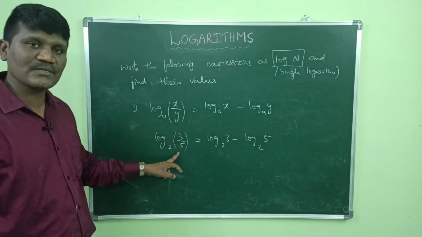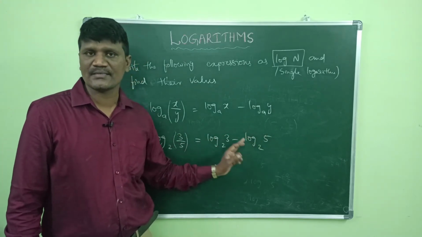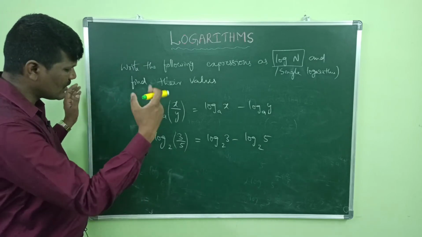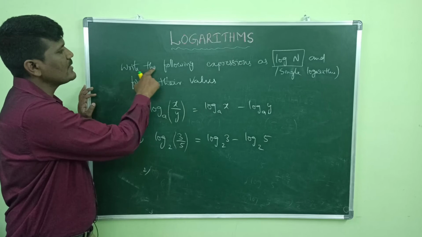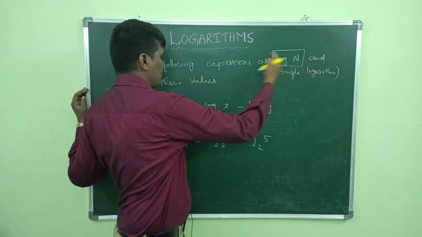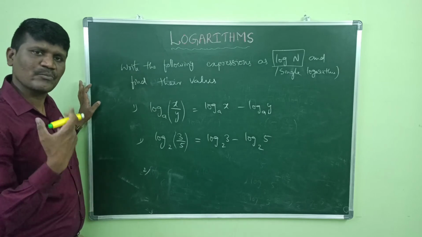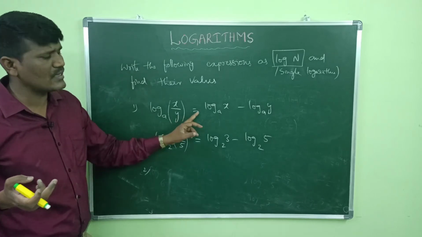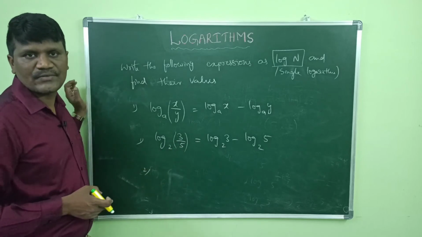Log 3 by 5 is equal to log 3 to the base 2 minus log 5 to the base 2. Or else sometimes they'll give a different question: write the following expression in log n form and find their values. Using the product rule, if plus is there, you will use the product rule. If minus is there, you use the division rule.